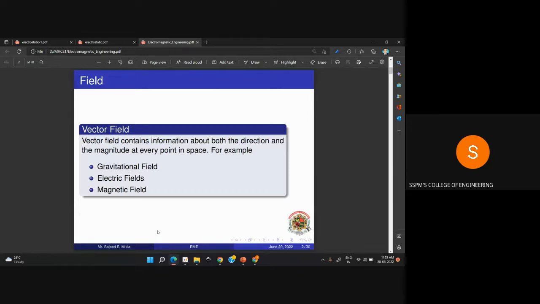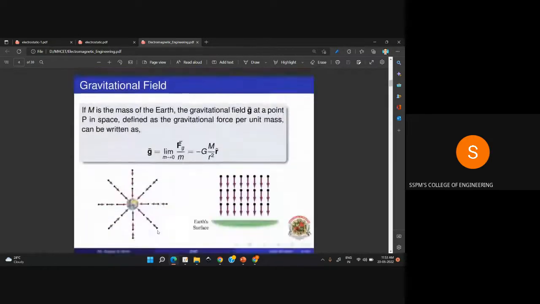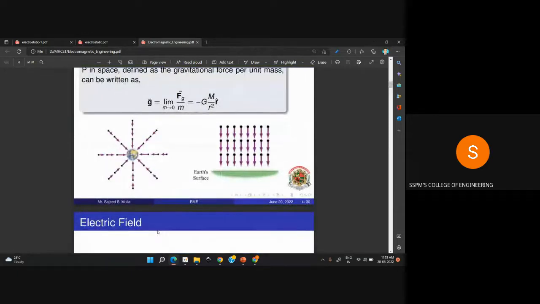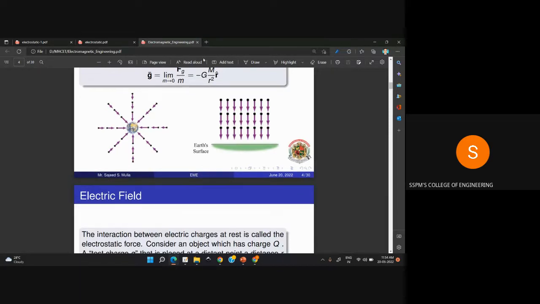And what is a vector field? A vector field is information that contains both direction and magnitude at every point in space. For example, the gravitational field, the electric field and the magnetic field. All of you know about the gravitational field. It is developed around the Earth's surface, and it is directed towards the Earth's surface.